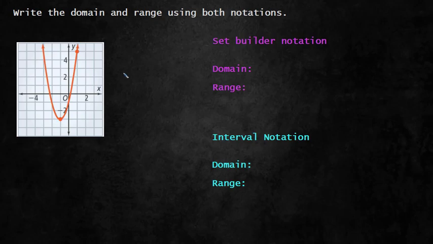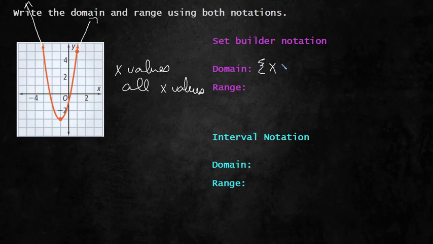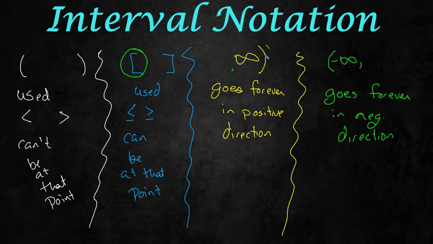So let's look at the domain. Domain are our x values. So looking here, that means this graph keeps going up and going up. So that means we're eventually going to cover all x values. So that means in set builder notation, we have x such that it is a member of the reals. In interval notation, that same thing is written as negative infinity to positive infinity. And we talked about that if you ever have the infinities, they have to have the parentheses.